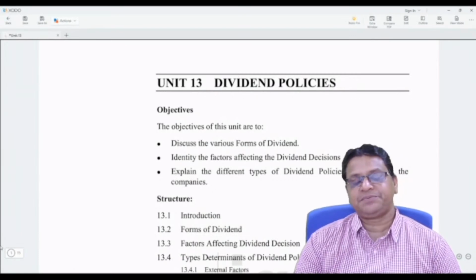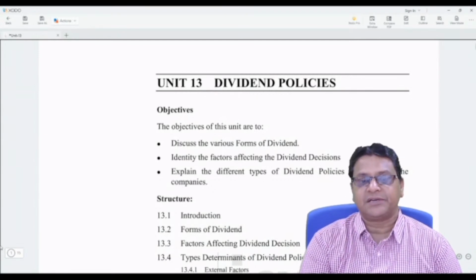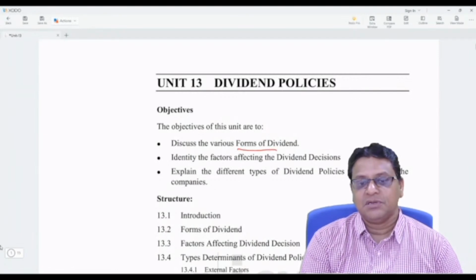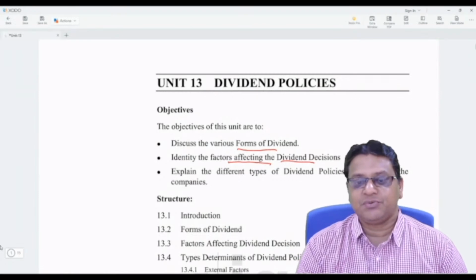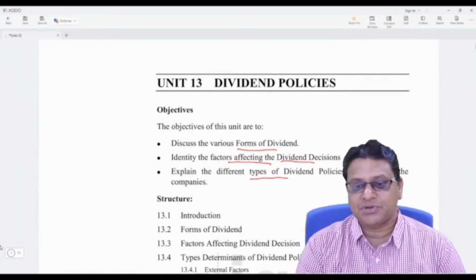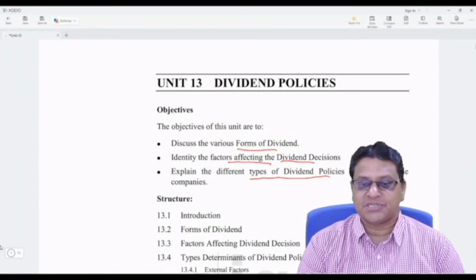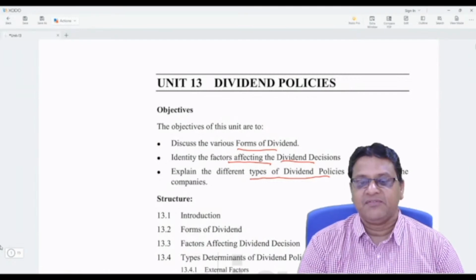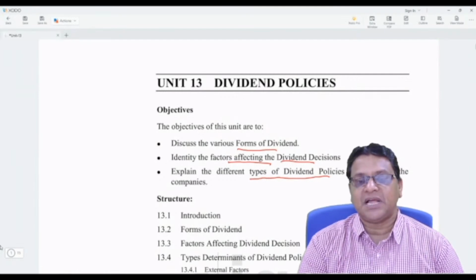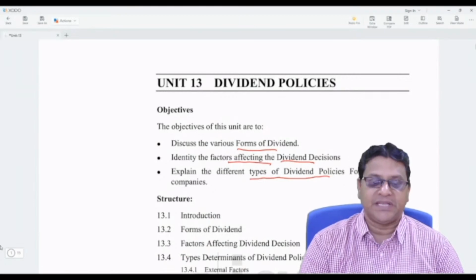First, the objectives are: first, we will discuss various forms of dividend. Next, we will discuss the factors affecting dividend decisions. Next, we will discuss different types of dividend policies. So, our objective is to discuss various forms of dividends, to identify factors affecting dividend decisions, and to explain different types of dividend policies which are usually followed by companies.